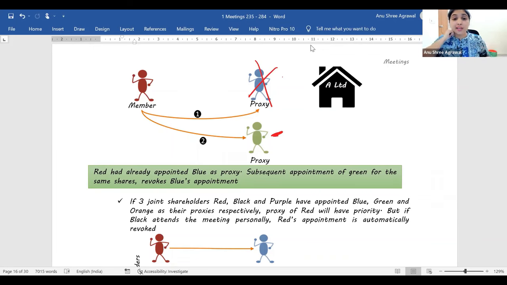So Red can appoint another person as proxy, and that will automatically revoke the first person's appointment. But when are we supposed to submit the instrument appointing proxy with the company? At least 48 hours before the meeting. What if Green's instrument was submitted only 3-4 hours before the meeting? Then will revocation happen? No. Revocation will not happen, because in that case Green's appointment will be invalid, and Blue's appointment will continue.